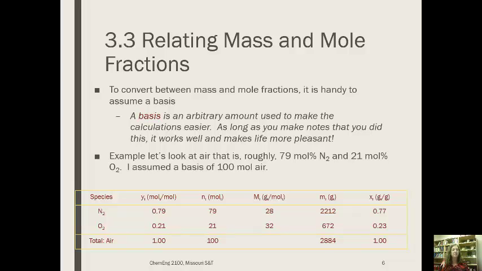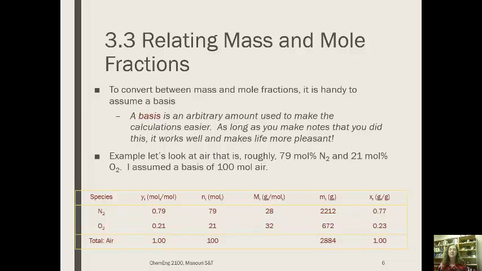I can use the molecular mass. That would have units, if I'm working in moles, of grams per mole. So if I have moles, I want to multiply by grams per mole to get grams. Remember, those units have to be able to cancel top to bottom. So I get grams by multiplying the number of moles times the molecular mass. And this tells me how many grams I have of each one. So I have a little over 2,000 grams of nitrogen, around 700 grams of oxygen, making up a total of nearly 2,900 grams of air.